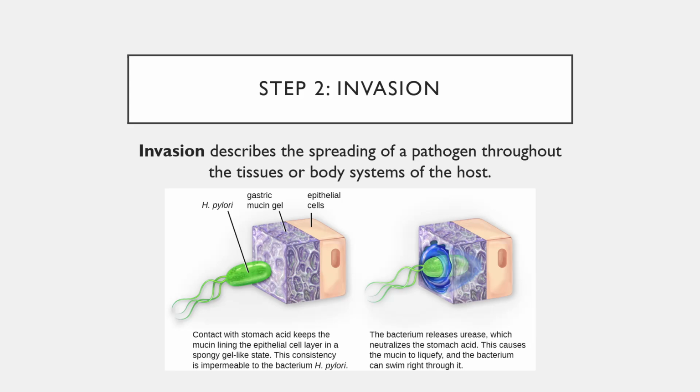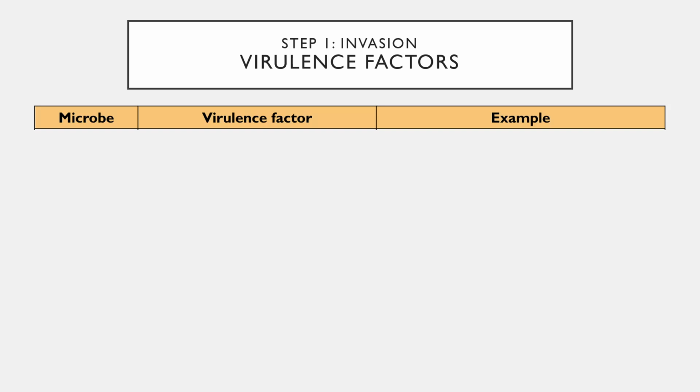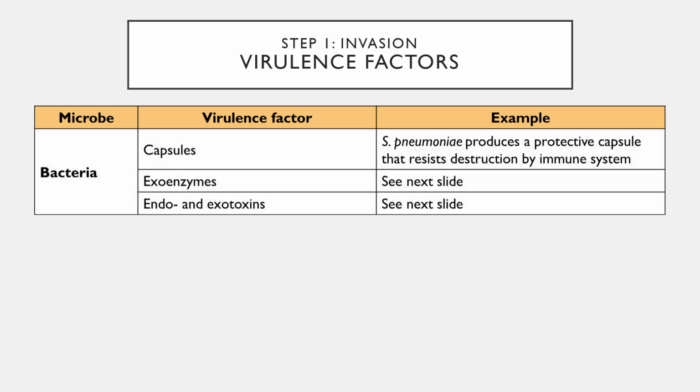So there are many virulence factors that microorganisms may possess that enhance their ability to invade the body. And once again, we are going to look at these by breaking them out into categories based upon the type of microbe that we're looking at. Bacteria may possess capsules, which, as we've talked about before, are a form of glycocalyx, which provides additional protection outside of the cell wall of the bacterium. Streptococcus pneumoniae is one such example that produces a protective capsule, which allows these bacteria to better resist destruction by the white blood cells of our immune system.